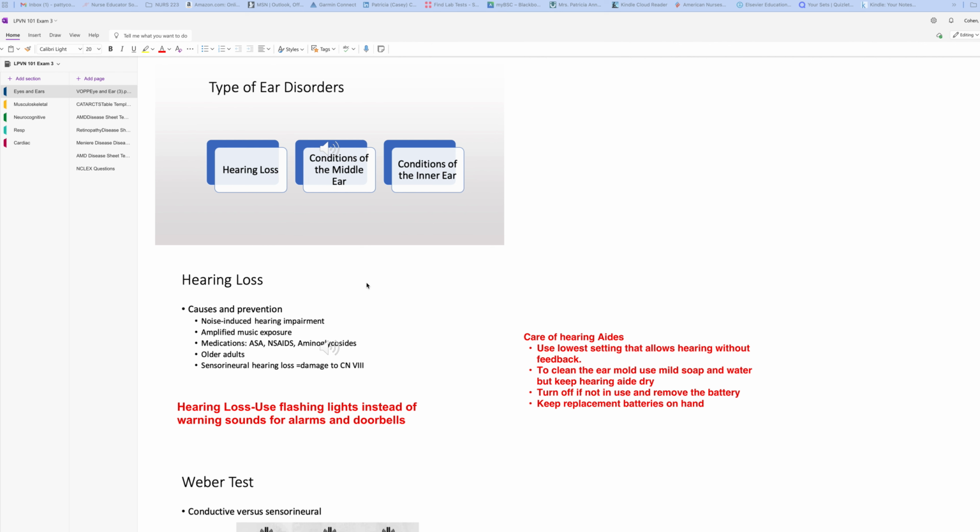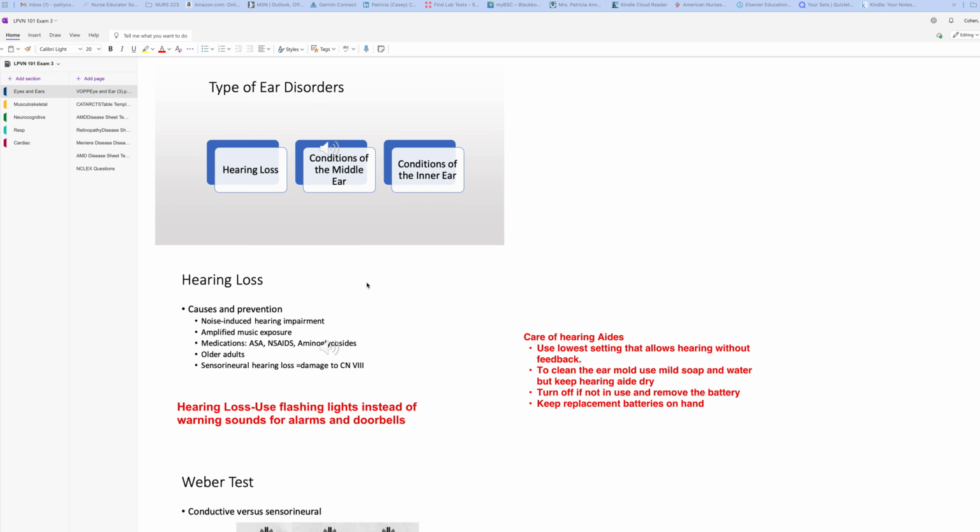Older adults are going to be more prone to it. And sensory neural hearing loss, which is damage to cranial nerve 8, and that happens with medications. It happens with having too loud noises in your ears a lot for a long period of time. All right. So with hearing loss, remember patients need to use flashing lights instead of warning sounds for alarms and doorbells. And then care of the hearing aids. Okay, if they're not using it, they need to turn off the battery and remove the battery, and then they put the battery back in when they need to use it again.